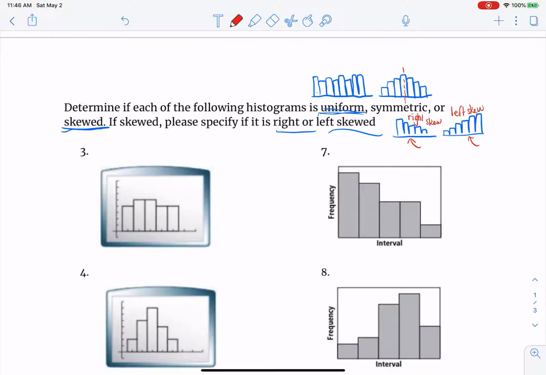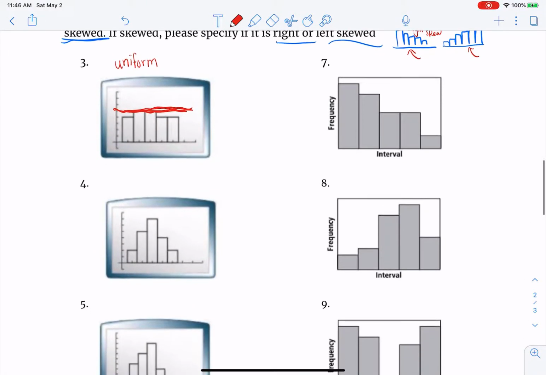So let's take a look at number 3. What do you think? To me, it looks like all of these are pretty much the same length. There's a couple taller ones in the middle, but it's certainly not symmetric. So I would say this one is uniform. Let's look at number 4. Number 4 looks kind of symmetric to me. It's not perfect, but if you cut it down the middle, it's pretty similar, right? It's got a tall thing in the middle and then kind of tall things here and here and then short things here. So it's kind of like a bell curve.